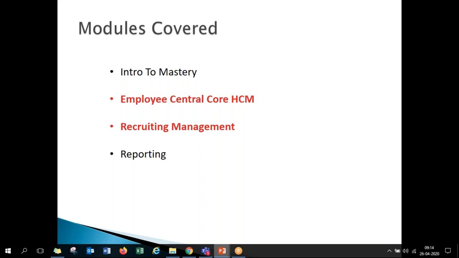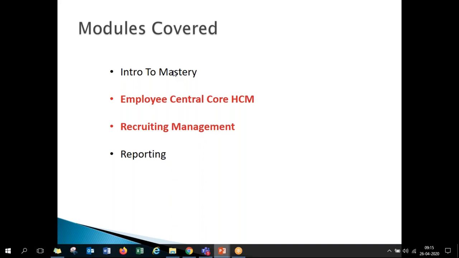Before we even start with any module particularly, because everyone here is new to Success Factors, though a few of you already have some SAP HCM background or core HR background or some other kind of HR backgrounds, when it comes to Success Factors, as every one of you is new here, to get hands-on with the Success Factors system, we first deal with some topics from introduction to mastery.